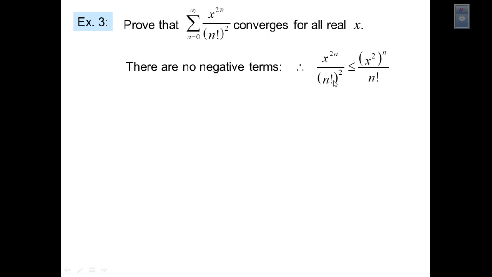So this is the comparison we're going to use. x to the 2n over n factorial squared is less than or equal to x squared to the n power over n factorial.